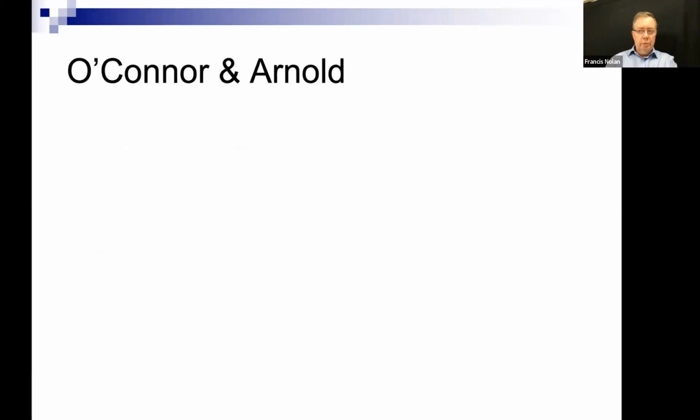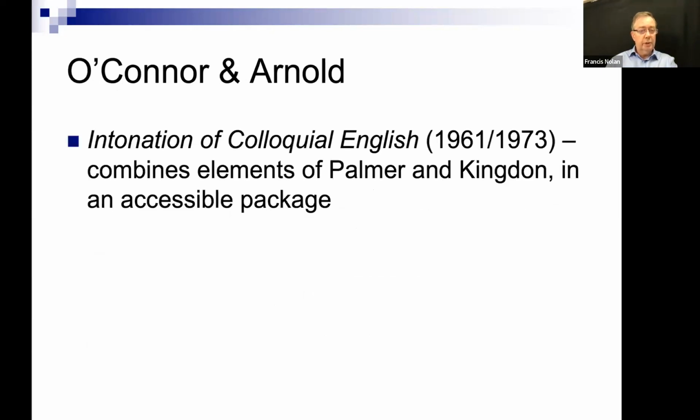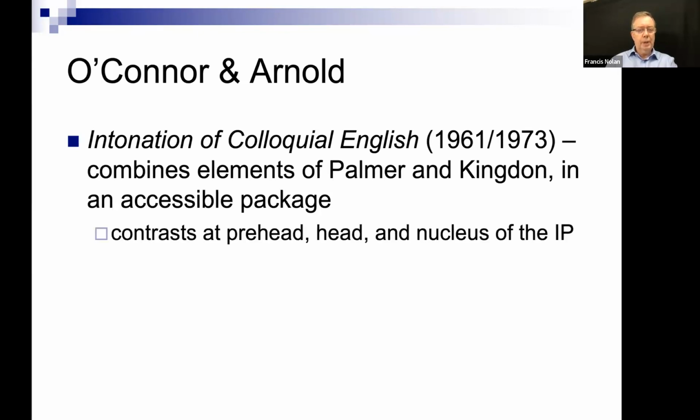Then O'Connor and Arnold. Some of you may have used this book in your learning of English or learning of English phonetics. The Intonation of Colloquial English came in 2 editions, and it combines elements of Palmer and of Kingdon, in a pedagogically more accessible package. They talk about contrasts at prehead, head, and nucleus. They talk about the tail, but they don't offer any ways in which the tail can be contrastive.